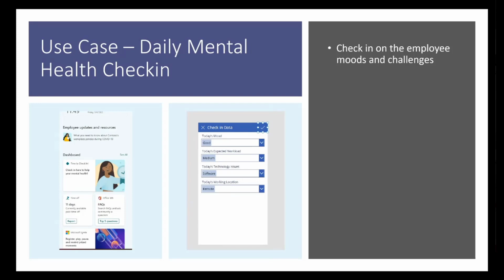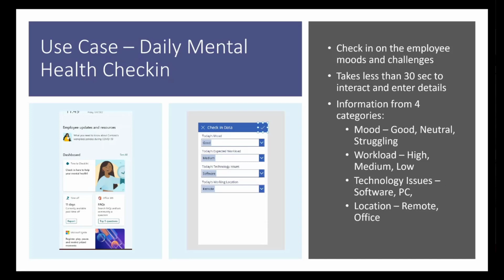It doesn't take more than 30 seconds for the users or employees to check in their mental health and other attributes. So you can check the moods, good, neutral, or struggling, and then based on the choice you made, you will get the next option. Workload, how's the workload, high, medium, low, technology issues, software, PC, and there's more scope, which we'll talk about later, where we can expand these options, and finally location, like remote or office. So that way we can capture these responses and see the trends, especially for someone who's an HR or manager.